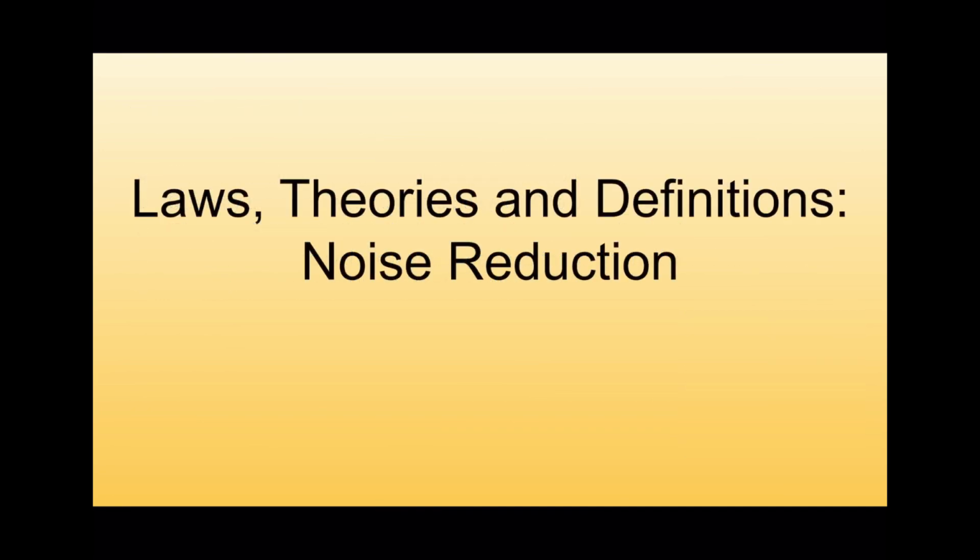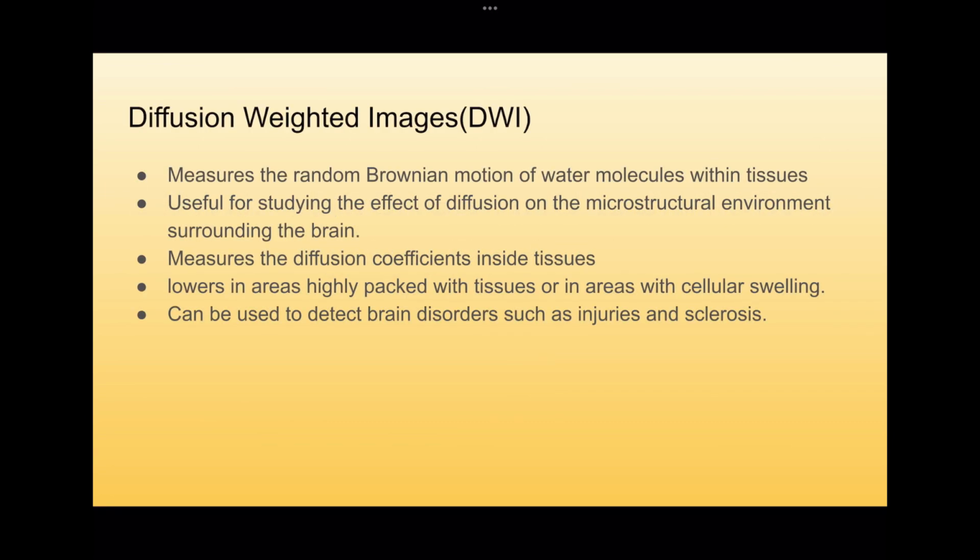Now, let's move on to the laws and theories of noise reduction. We use diffusion-weighted images to perform denoising. The image measures the random Brownian motion of water molecules within tissues. It measures the diffusion coefficients inside tissues, which lowers in areas highly packed with tissues and cellular swelling.